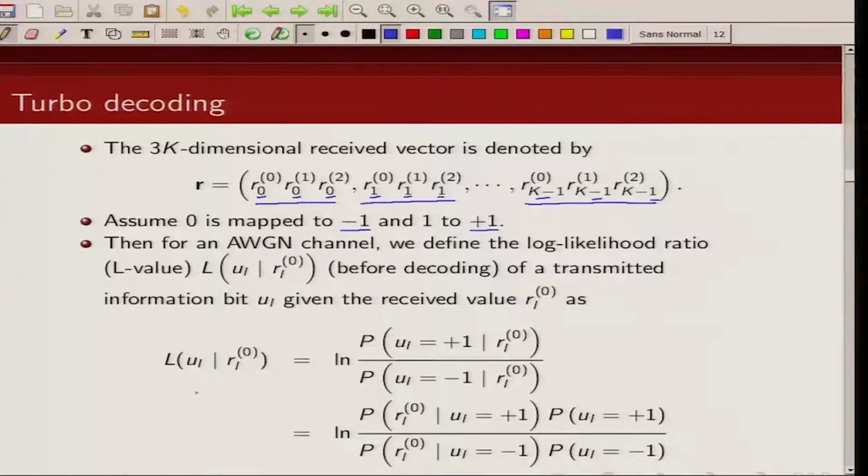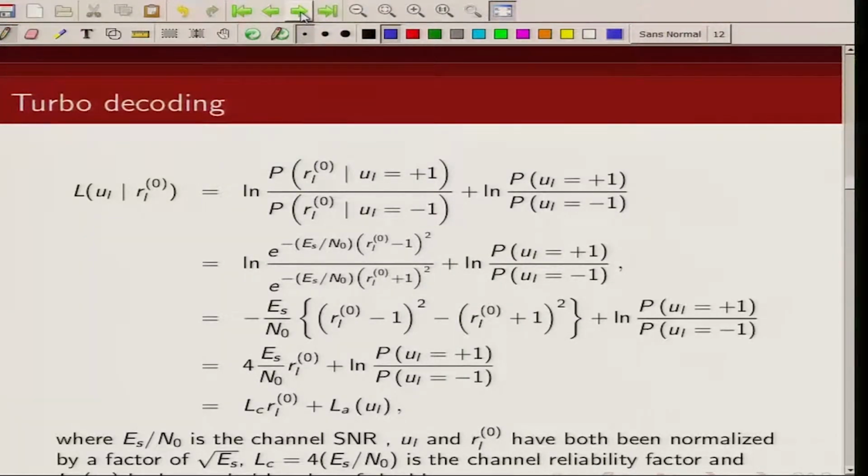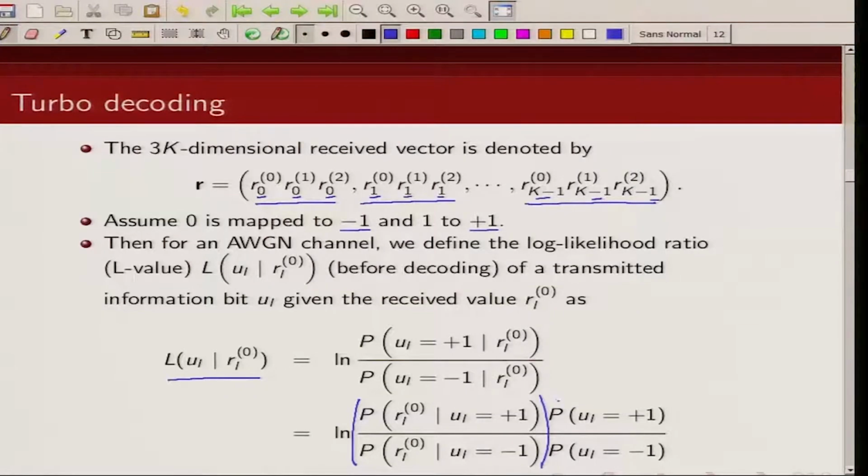Now, let us compute the log likelihood ratio. The log likelihood ratio of UL given RL is given by the probability that UL is +1 given this received sequence RL, divided by the probability of UL being -1 given the received sequence RL. This we can write as the probability of R given U multiplied by the probability of U, and that is how we have written it. Now, we can separate this into 2 terms. So, this is one term we have and this is another term we have.